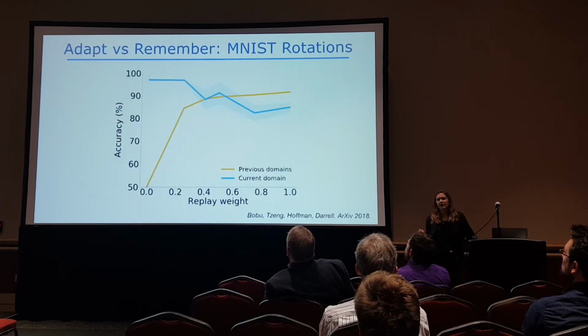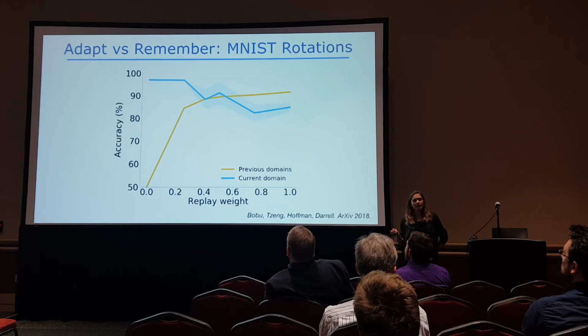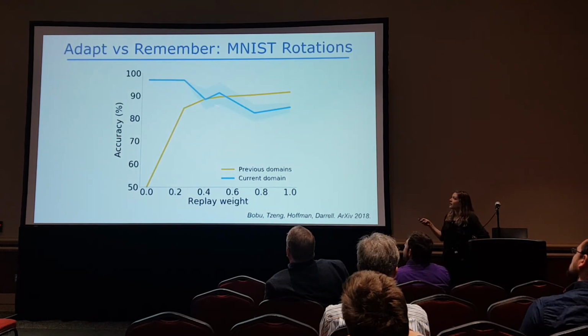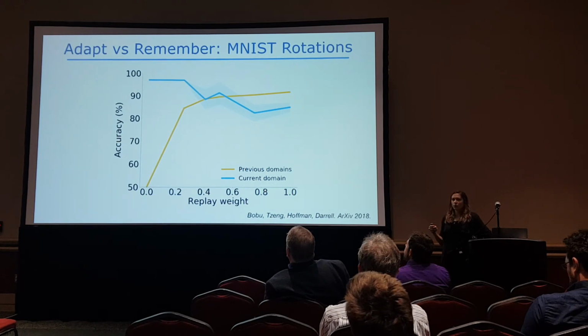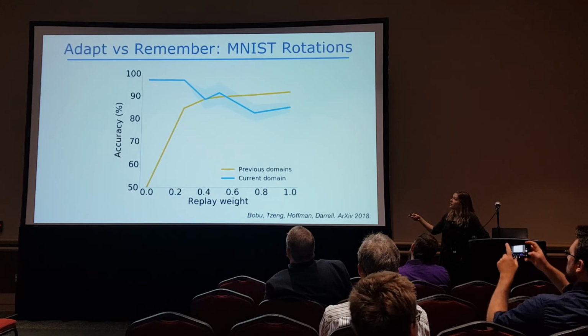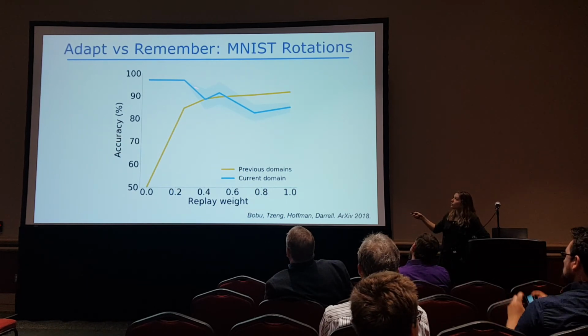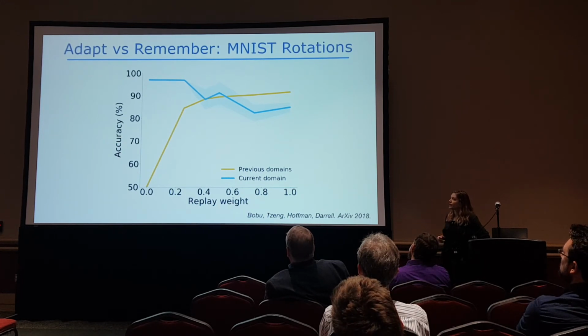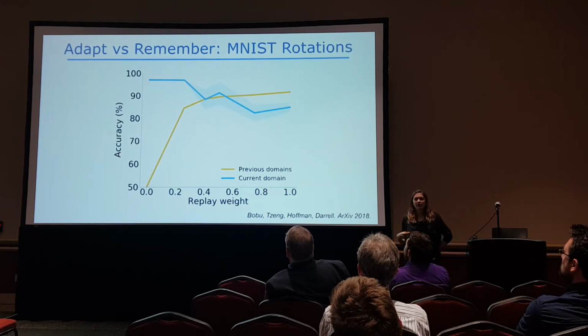And this replay is actually a tunable parameter. You can control the weighting between the two losses, both the adaptation loss and the replay loss. And what we see here is that as you weight the replay loss higher and higher, meaning weight your prior experiences as more and more important, you just find that the performance on the previous domains goes up and up, but it does start to hurt the current domain performance. Again, this is a pretty intuitive result.